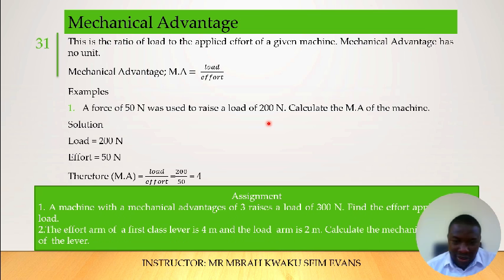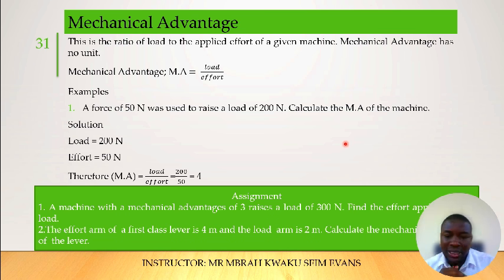Now you have an assignment. You submit it on the page, the portal, the learning platform. A machine with a mechanical advantage of 3 raises a load of 300 Newton. Find the effort applied on the load.